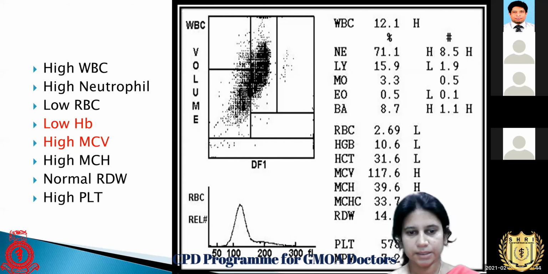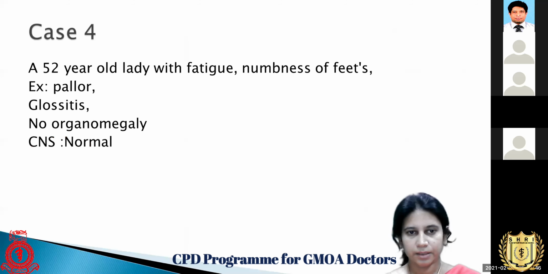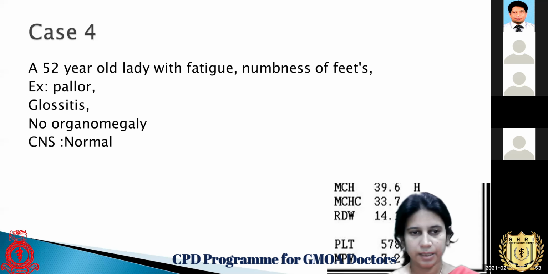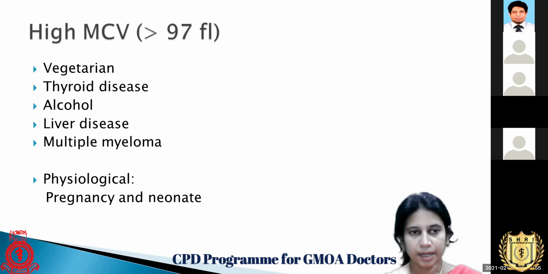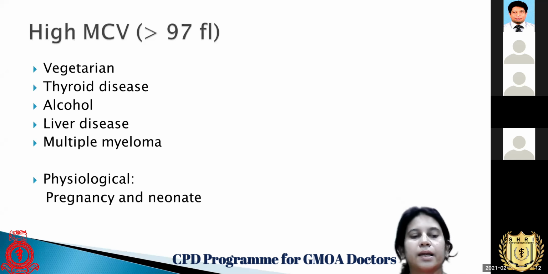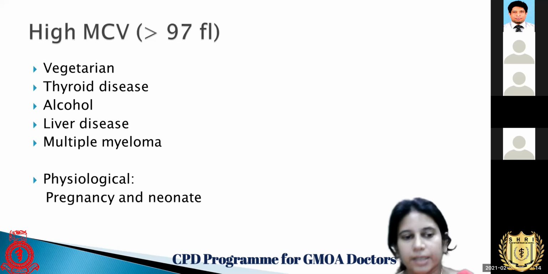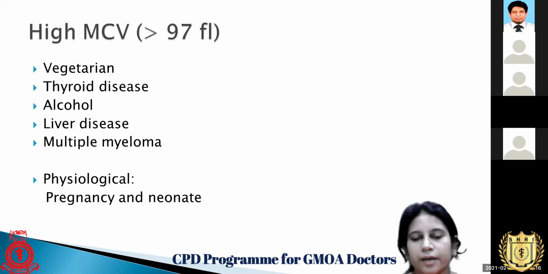When you go back to the history, she complains of numbness of feet, fatigue, pallor, and glossitis. So you are somewhere in your diagnosis. High MCV, there are a whole lot of causes. Go back to the history and ask whether the patient is a vegetarian. Is she having thyroid diseases, drugs, alcohol, or any liver disease? Symptoms related to multiple myeloma, and you keep in mind the physiological variation, pregnancy and neonates, you have large cells.